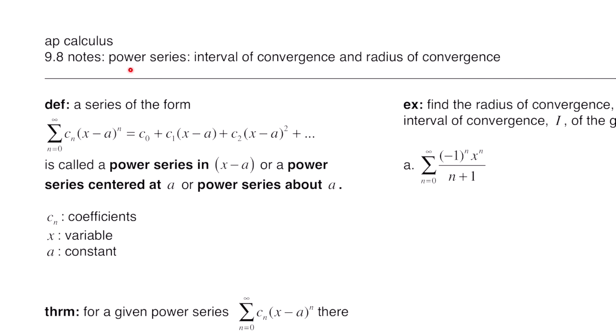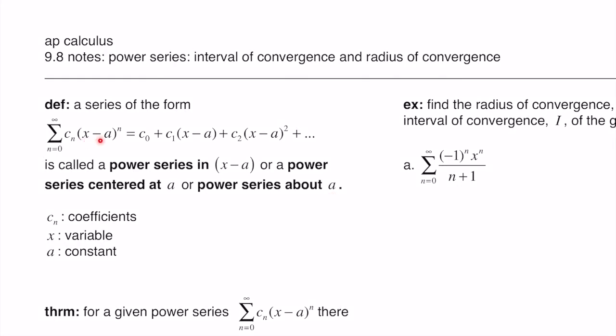In this lesson, we're going to cover power series and also interval of convergence and radius of convergence. Our first definition says a series of the form sigma n starts at 0 goes to infinity of c sub n times the quantity x minus a to the n is called a power series in x minus a, or a power series centered at a, or also a power series about a.